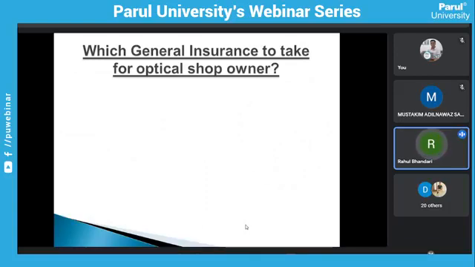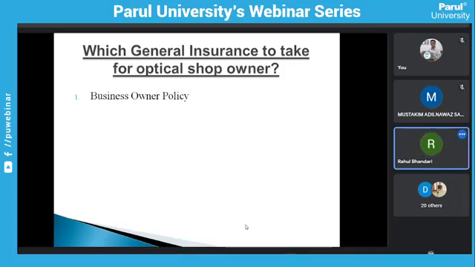Talking about myself, if I have opened an optical shop and invested some 1 crore rupees, then first I will buy a business owner policy. So what is a business owner policy? A business owner policy will protect the office and its contents, like the entire shop, the stocks, the infrastructure, and it also includes a third party policy.